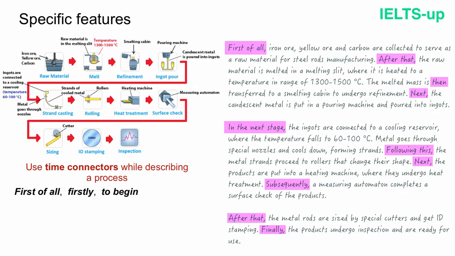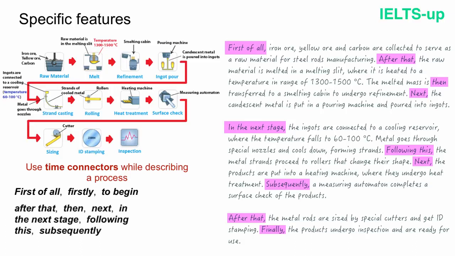To move on to the next stage, I use the following connectors. After that, then, next, in the next stage, following this, and subsequently. And to describe the last stage, I used connector finally. It's a very good idea to use these time connectors if you're describing a process. This way your writing will be more coherent and you will achieve a higher score.